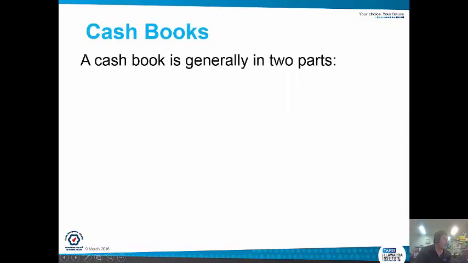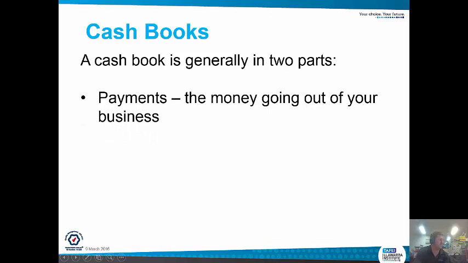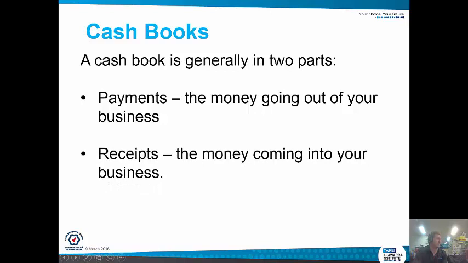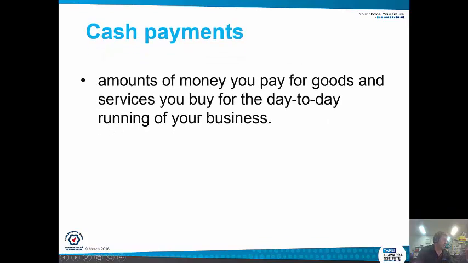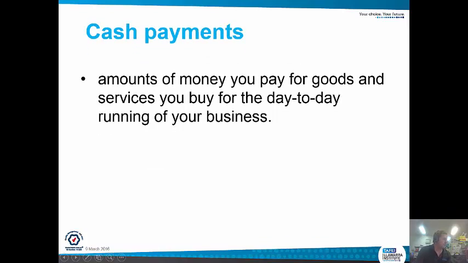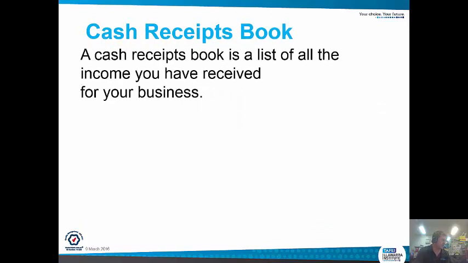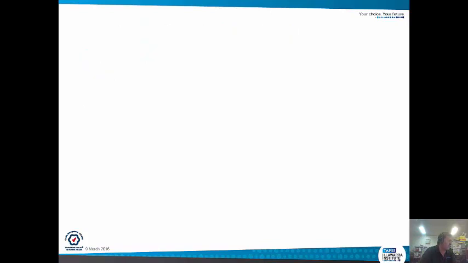Okay, they're generally in two parts, as I just mentioned. So you have your cash payments section, which is for money going out of your business, and your cash receipts, which is money coming in, so money received. So you would prefer money in rather than going out. Cash payments is amounts of money you pay for goods and services you buy for the day-to-day running of your business. Cash receipts book. A cash receipts book is a list of all the income you've received for your business. So as a builder or carpenter, for example, that'd be for completions of jobs or work done per week.